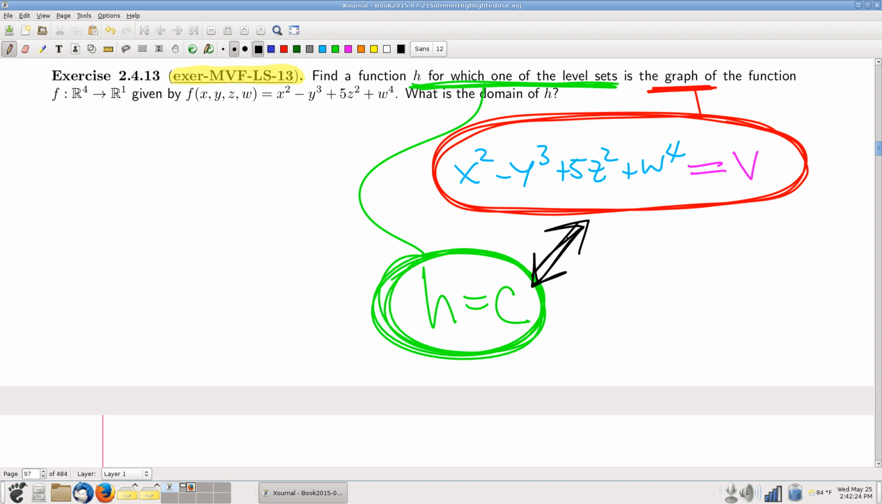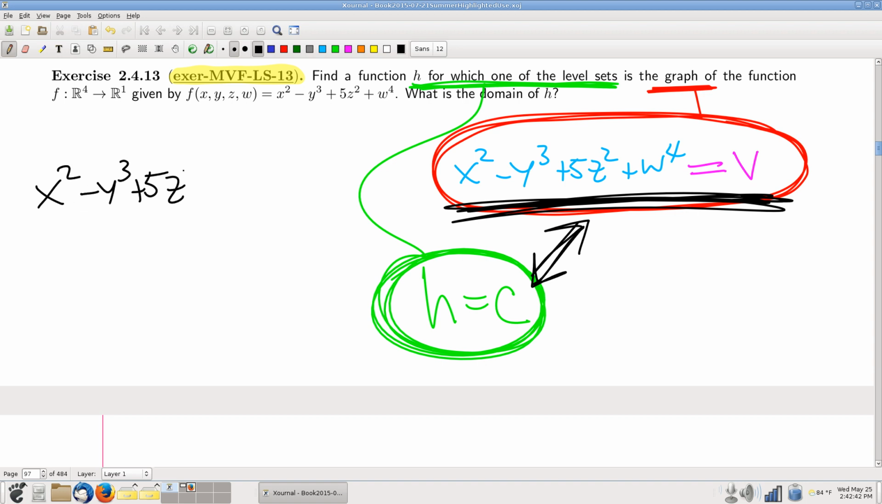So what can I do to this equation to get stuff equals a constant? All right. Well, I could do this. I could say x squared minus y cubed plus 5z squared plus w to the 4th minus v equals 0.